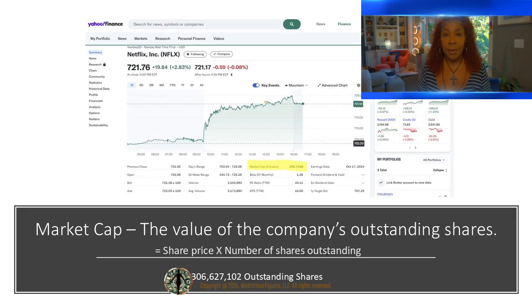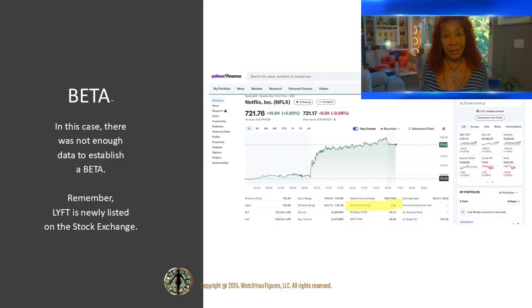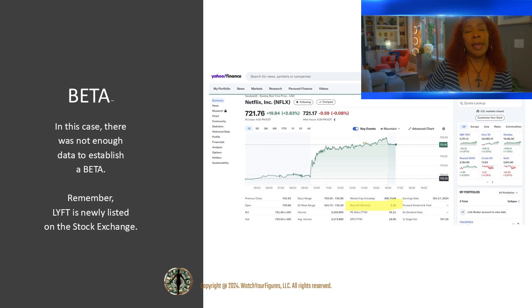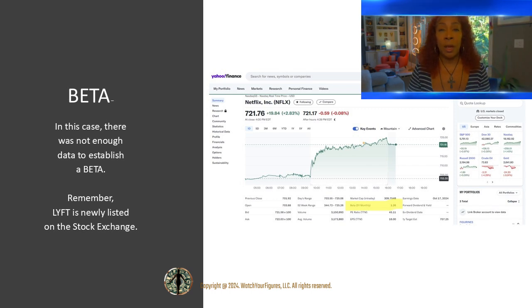The market cap, you don't really need so much, but really the market cap is just the value of the company's outstanding shares, right? But it's still good to know. Now the beta is one of the indicators I look at a lot when it determines whether or not I want to purchase a stock.